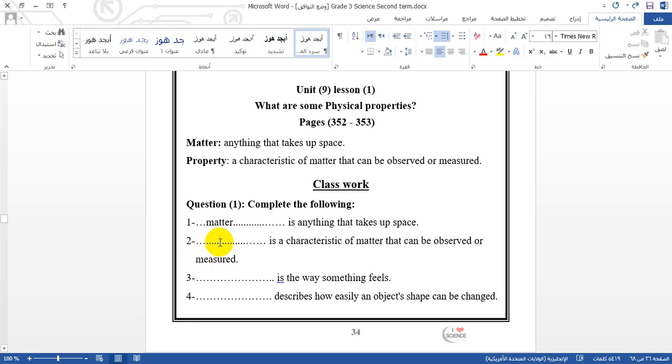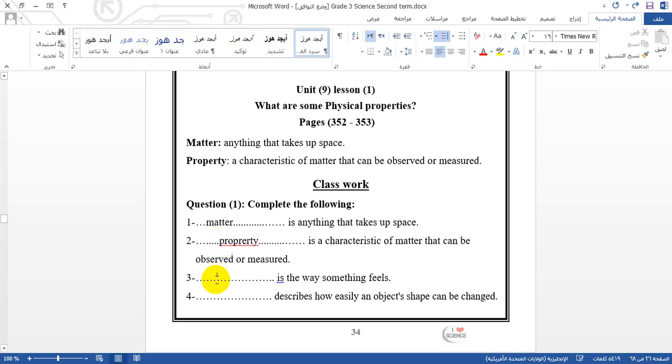So what about number 2? Number 2 is the characteristics of matter that can be observed or measured. So it's what exactly? It's the property. Okay guys, property. Property is the characteristic of matter that can be observed or measured.